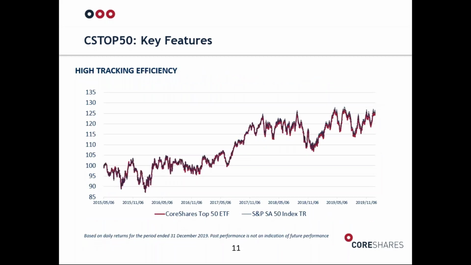This graph here compares CoreShares Top 50 ETF to the S&P Top 50 Index, which it tracks. And we can see from the performance that our top 50 very closely tracks the index. It holds the underlying shares of the index and tracks it very precisely. Thus, by investing in the top 50 ETF, you are essentially investing in the actual market. You're particularly investing in the S&P SA Top 50 Index.